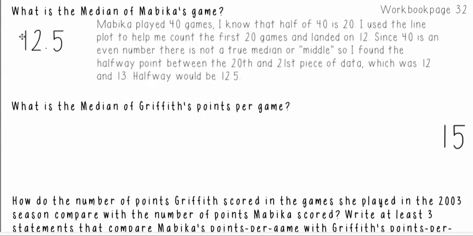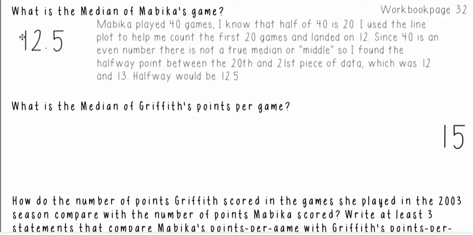Here's an explanation of how I got there. Mabika played 40 games total. I know that half of 40 is 20. I used the line plot to help me count the first 20 games, and I landed on the number 12. Since 40 is an even number, there won't be a true median or middle, so I found the halfway point between the 20th and the 21st piece of data, which happens to be 12 and 13. And halfway between 12 and 13 would be 12.5.